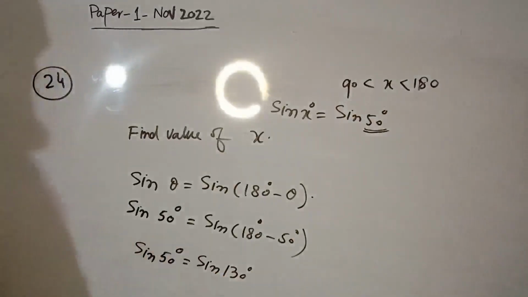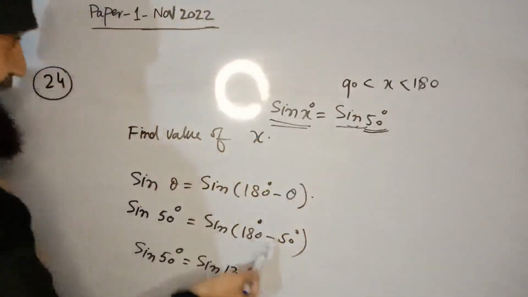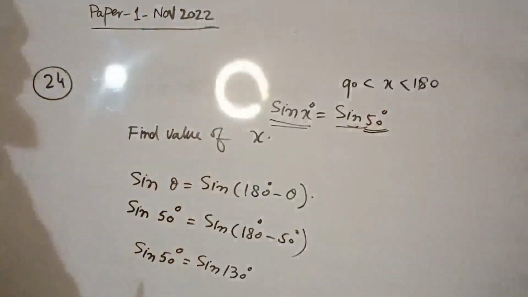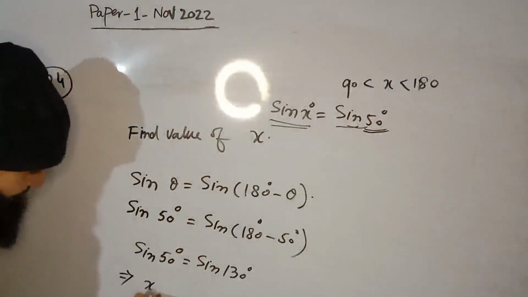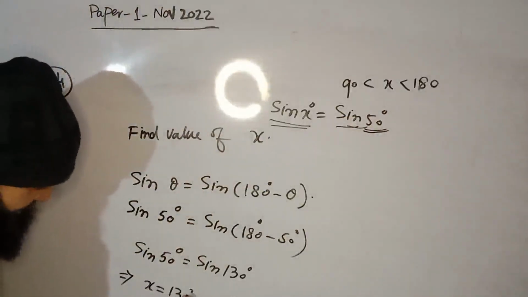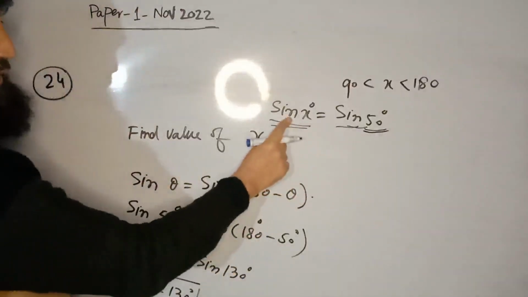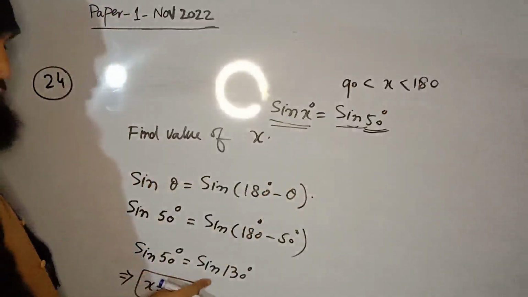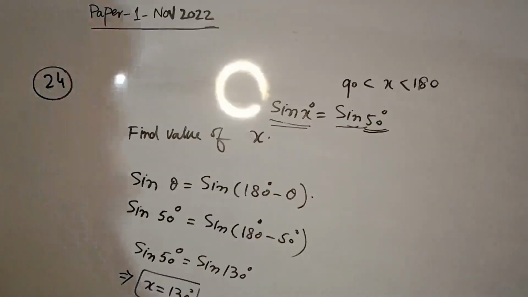But we know that sine x is equal to sine 50, and x is between 90 and 180. 130 is also between 90 and 180. This implies that x is equal to 130, because sine 50 is equal to sine x, and by the formula, sine 50 should be equal to sine 130. Therefore x should be equal to 130. That's it.